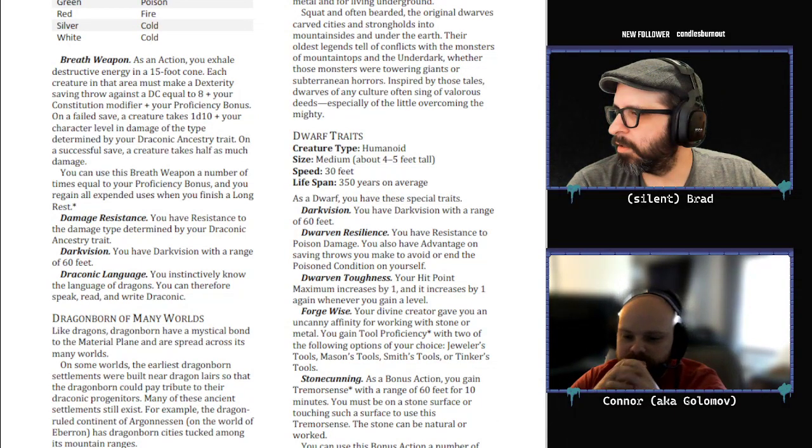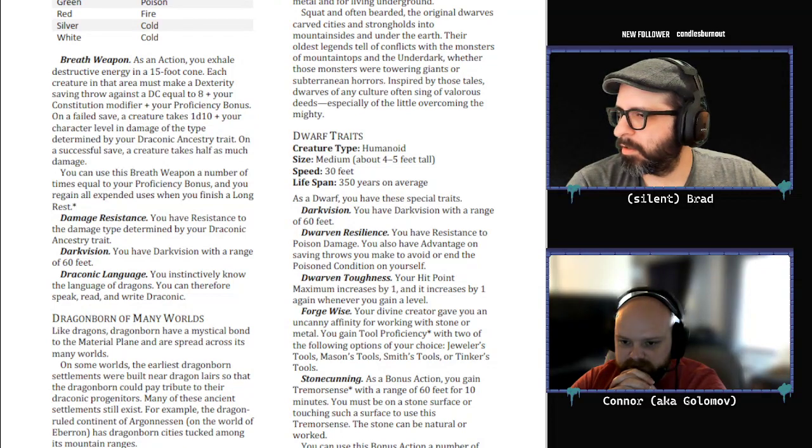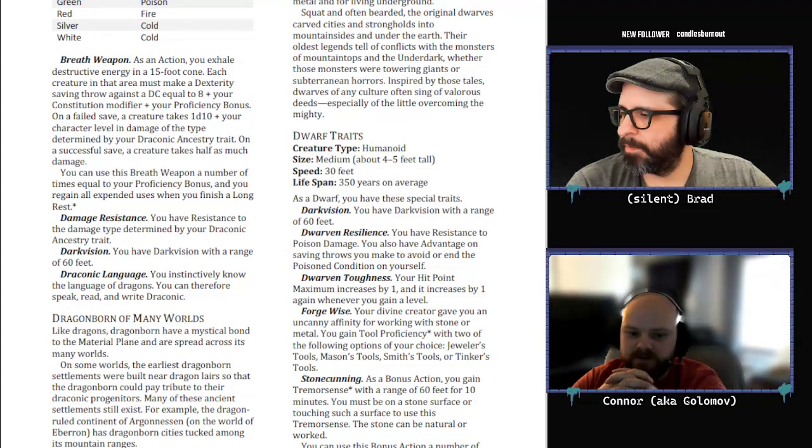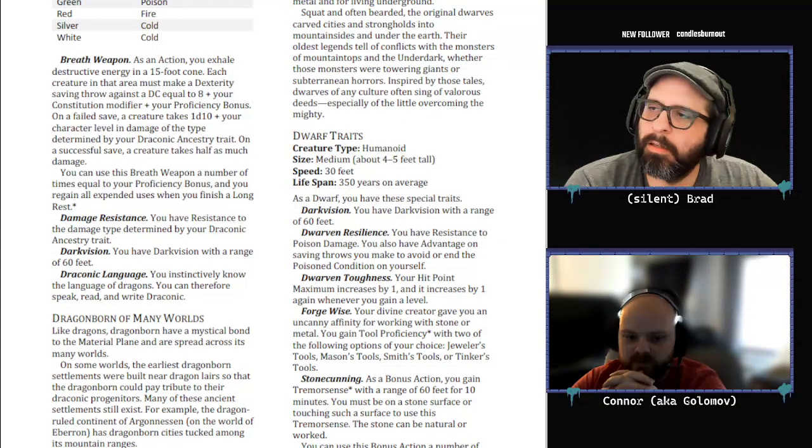And I think that's something that I would like to see, just the XP requirement dropped a little bit. I want that power fantasy.